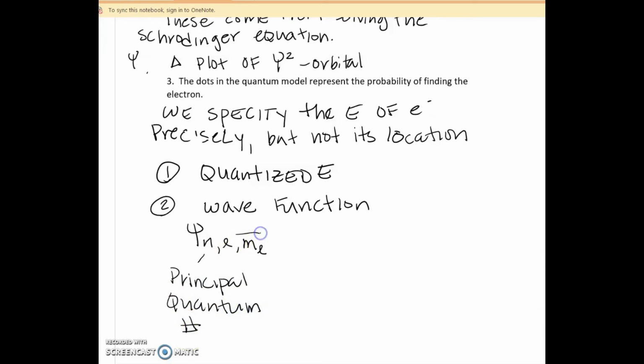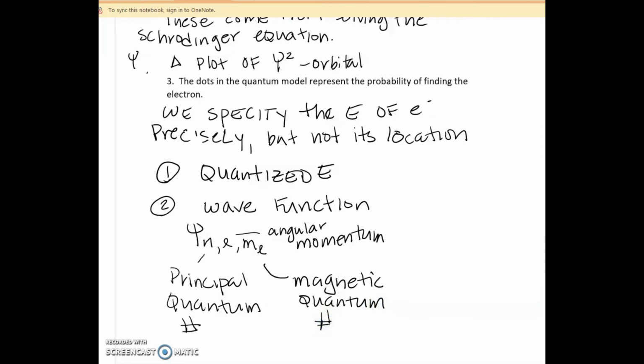L is another quantum number, which is called angular momentum. And then m sub L is called the magnetic quantum number. So over here, n is going to be integers like 1, 2, and 3. We've seen those before.